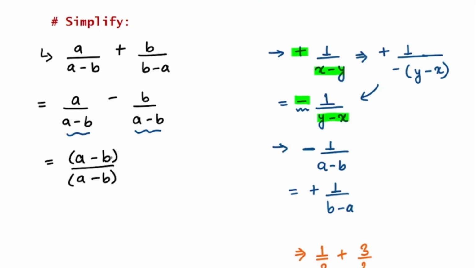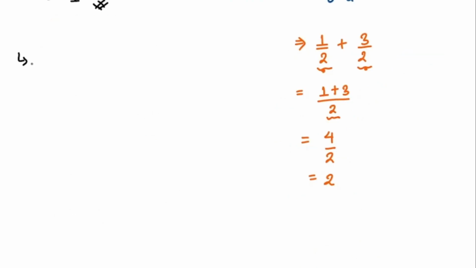So we have a minus b in the numerator. We have a minus b in the denominator. We can cancel these two things. And then we get our answer 1 and done. So we have just simplified our algebraic fraction. So it's pretty simple. Let's do one more similar type of question.